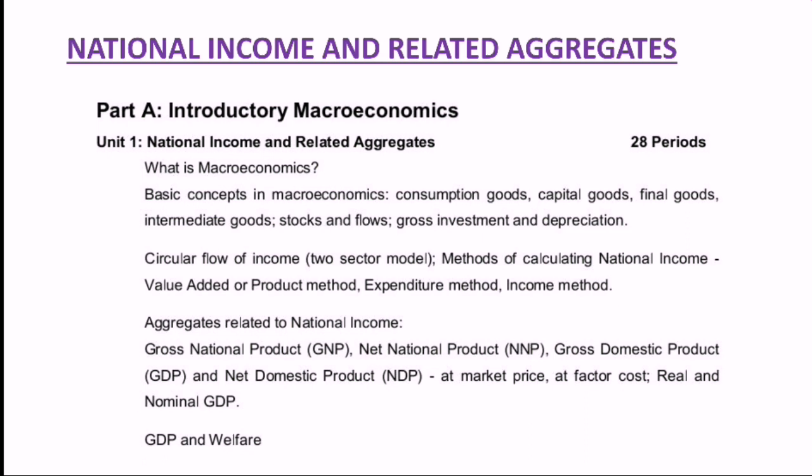There are 3 methods for it: product method, expenditure method and income method. After that, we will do aggregates related to national income like GNP, NNP, GDP, NDP, etc. And then we will do GDP and welfare. So basically in this video, we will be doing all the basic concepts, that is the definition of macroeconomics and the basic concepts of macroeconomics and the circular flow of income. All the technical portion like calculation of national income and aggregates related to it as well as GDP and welfare will be covered in the next video, right?